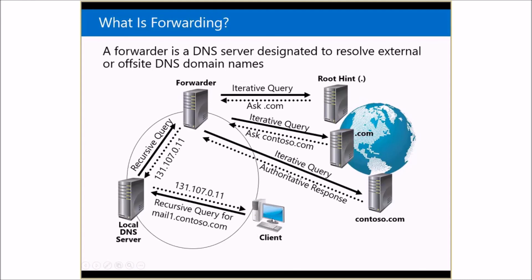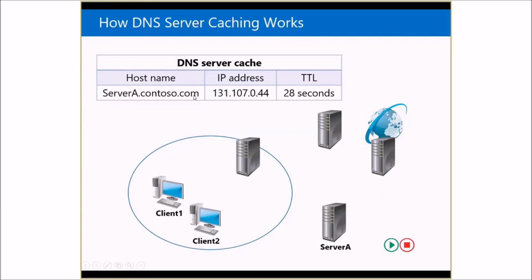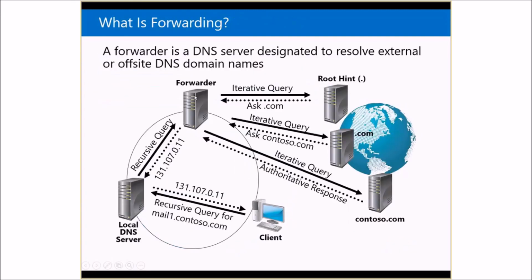It's going to be a recursive query to my local DNS server. My local DNS server is configured with a forwarder. So instead of doing the work itself, it's going to forward it to the forwarder. Again, it's a recursive query. But in this case, the forwarder doesn't know either because it's not authoritative for contoso.com. So it's going to use iterative queries and ask the root server.